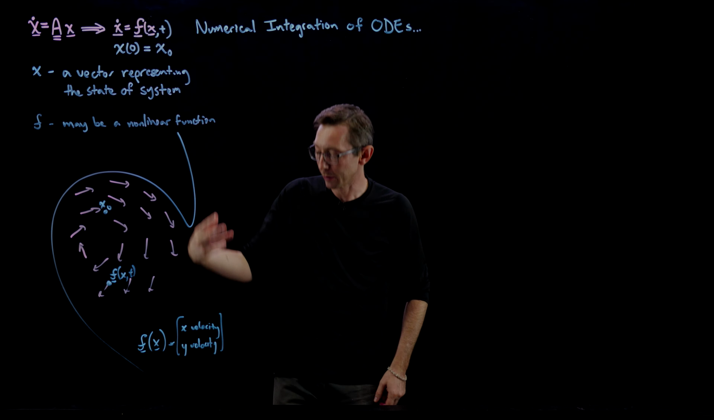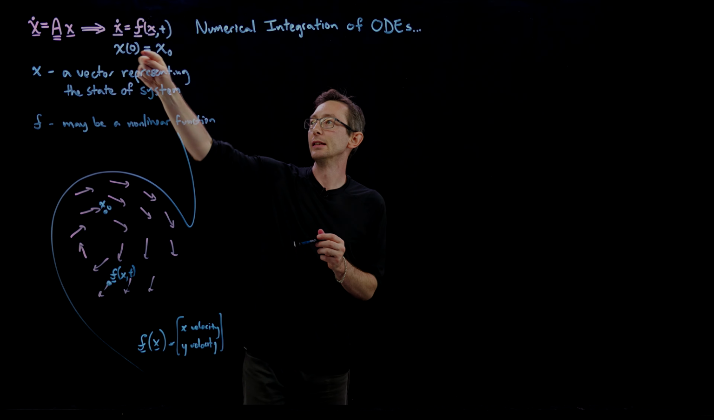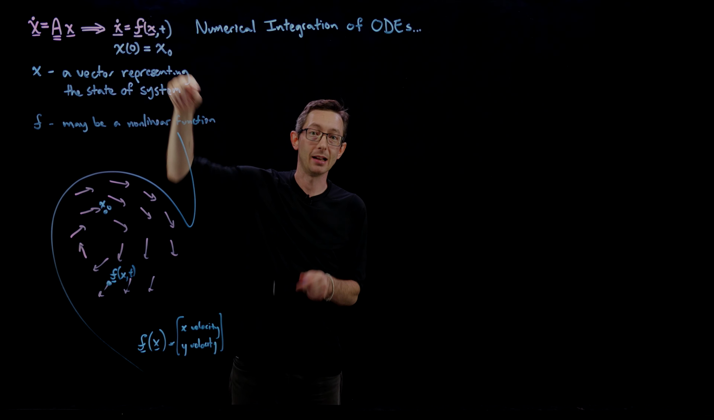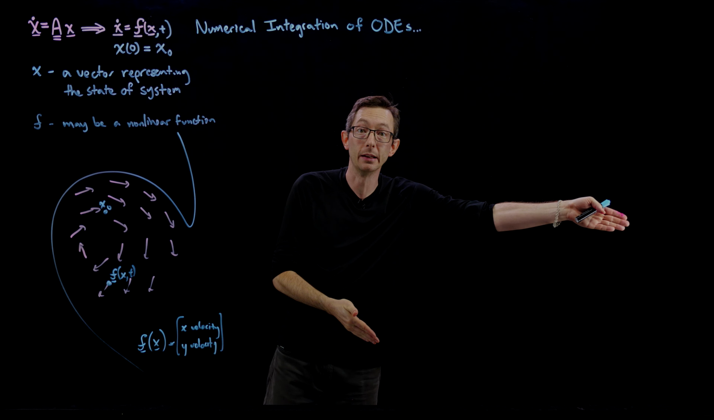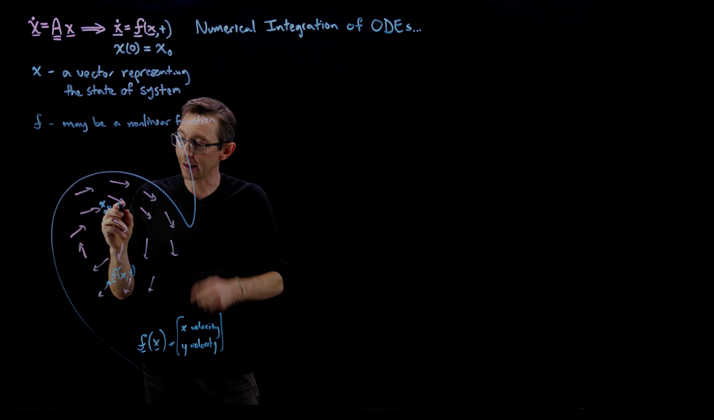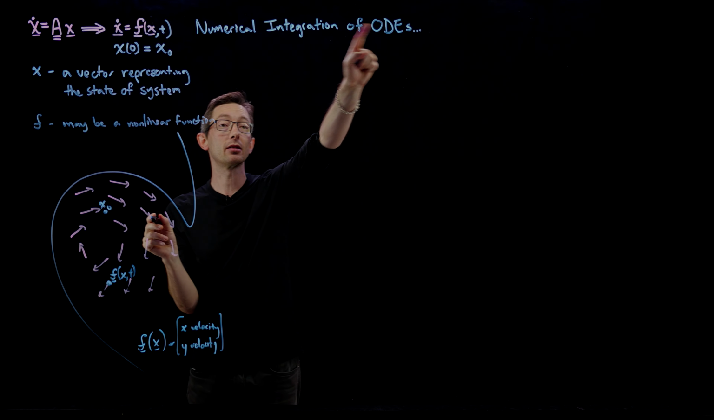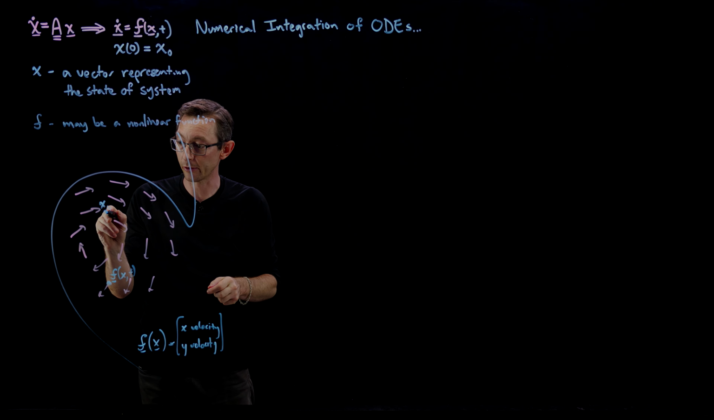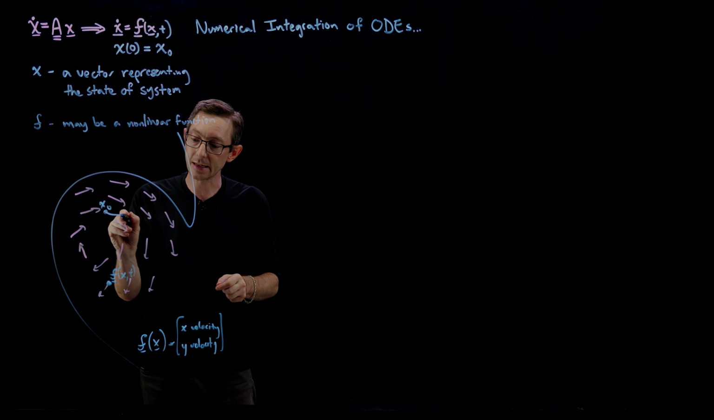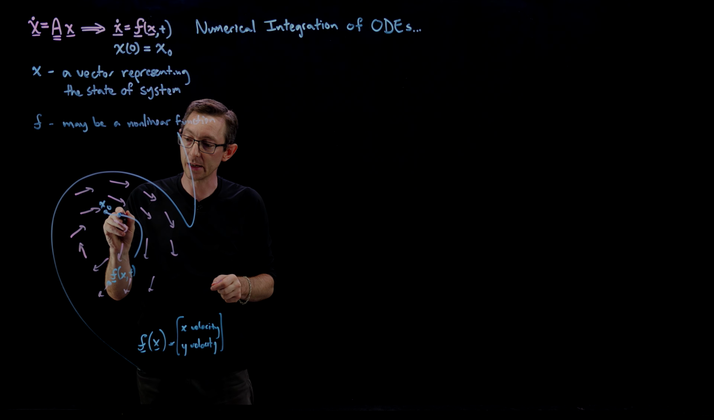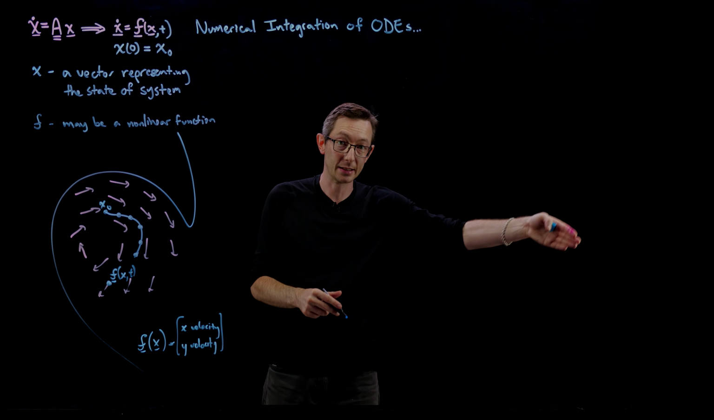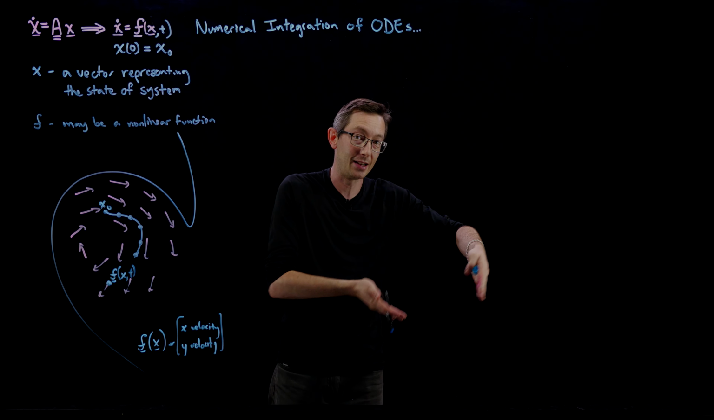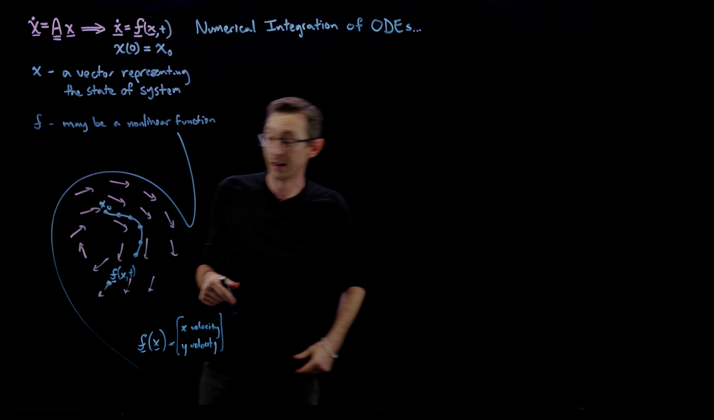Okay, but what I really am interested in is if I have some initial condition x naught, how can I predict where that trajectory is going to go in future times? That's what I mean by numerical integration of ODEs, of an ordinary differential equation: can I tell where this trajectory is going to go in the future by stepping it forward in these discrete delta t advances in time?